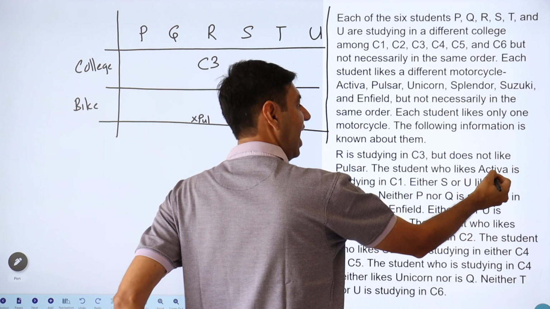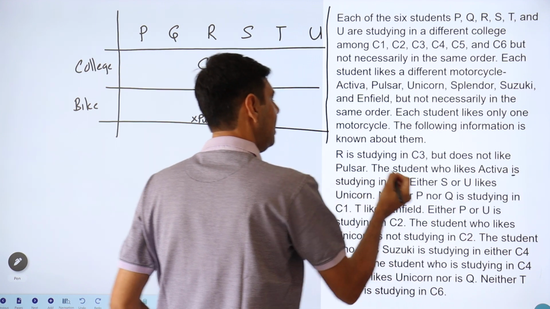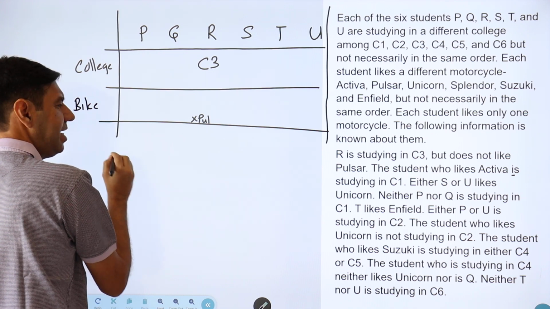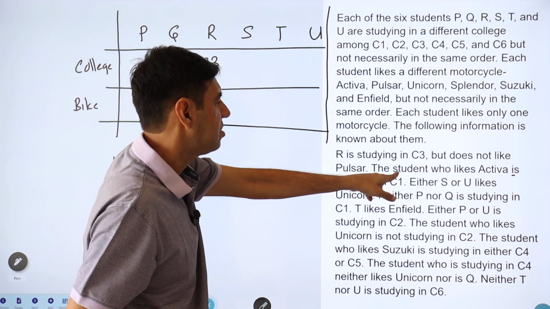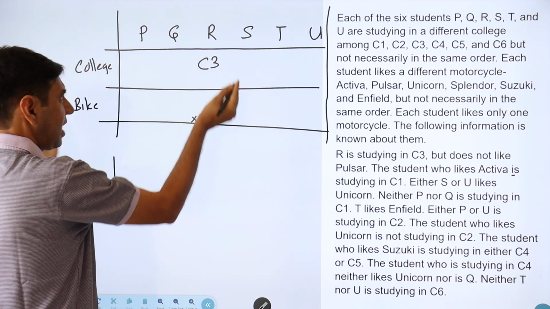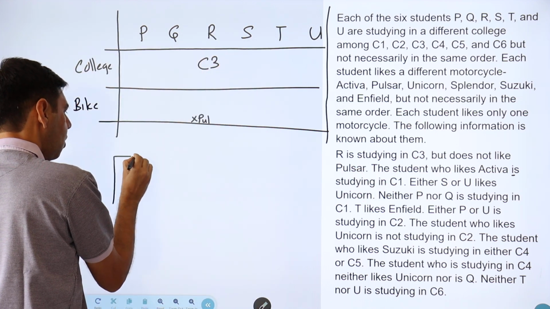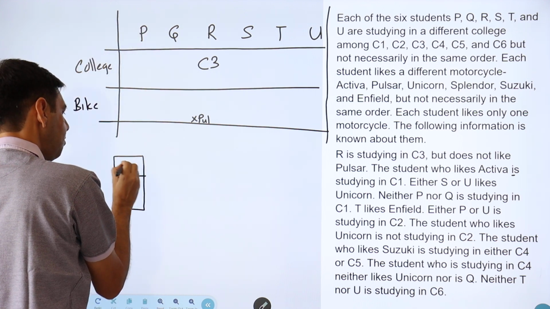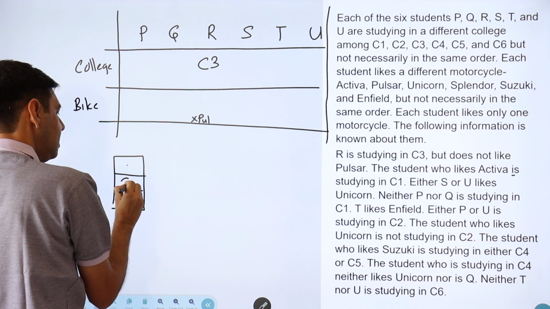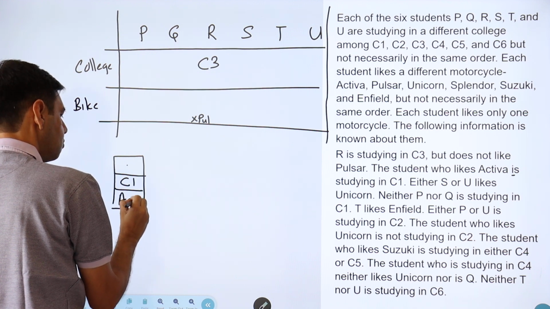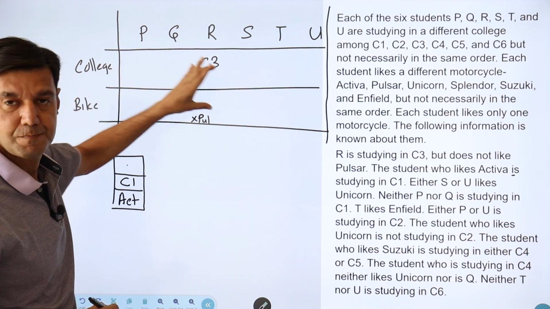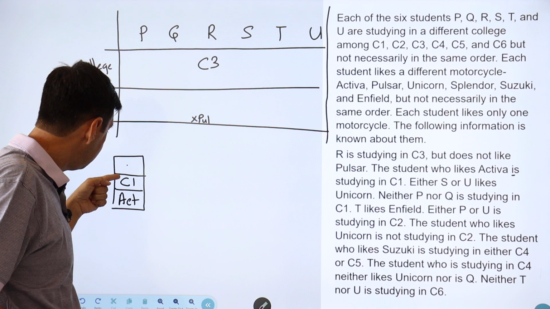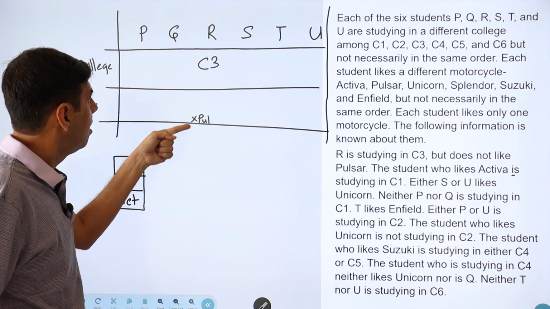The student who likes Activa is studying in C1. So this is something that you would have learned from the course, right? Now I don't know which student, but I know C1 and Activa will come together, but I can't put it in a column, so I'll just make a block of the entire column. So there is some student, I don't know who, he's in C1 and Activa. So C1 Activa will come together, right?